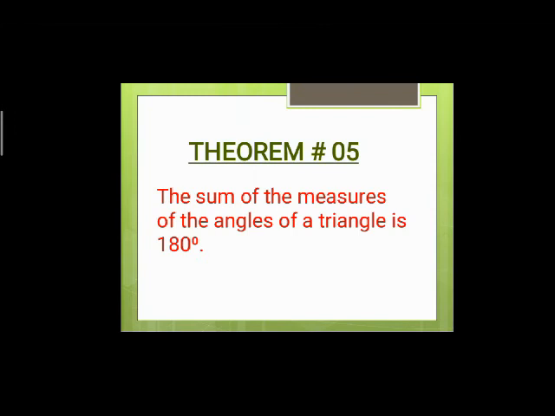Now we move toward theorem number 5. What's the statement of theorem number 5? The sum of the measures of angles of a triangle is 180 degrees. Now we have to prove that the sum of the angles of a triangle is equal to 180 degrees. So here we have triangle ABC, and we extend it towards D, and we make a line segment CE. We prove that the sum of all three angles is equal to 180 degrees.